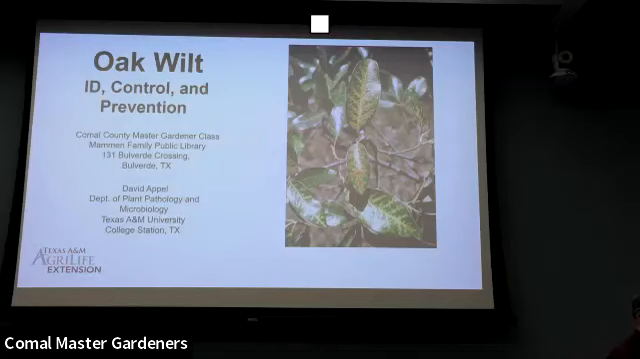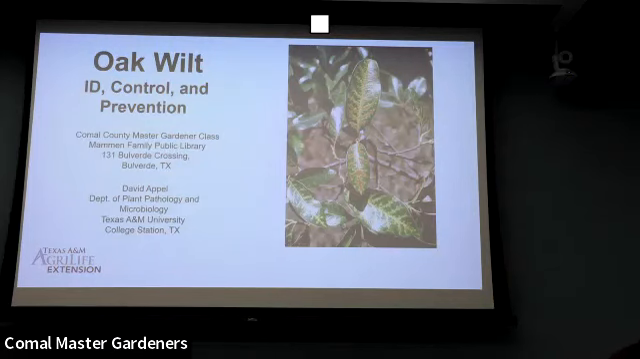It's caused by a fungus. Talk a lot about the fungus. And we have a situation where this fungus can infect, colonize, and kill healthy trees. There doesn't need to be any predisposition, any type of weakening of the tree for the oak wilt fungus to do its damage. And that's kind of unusual.